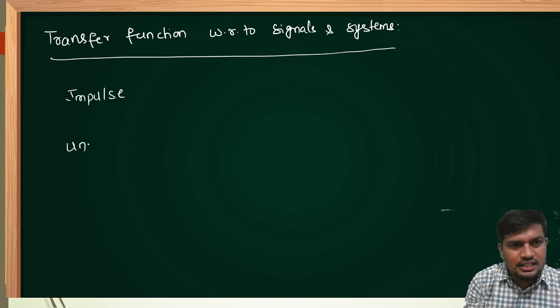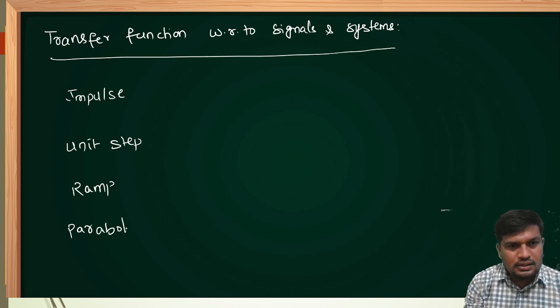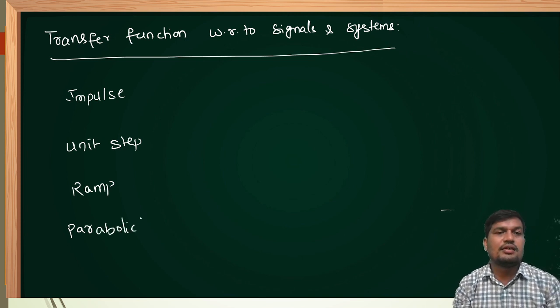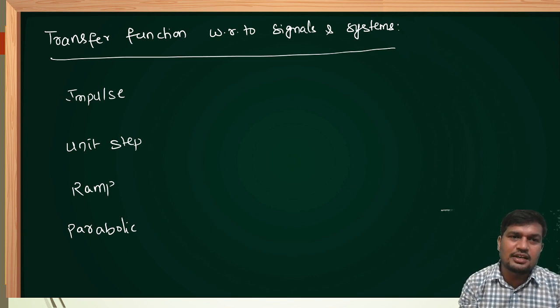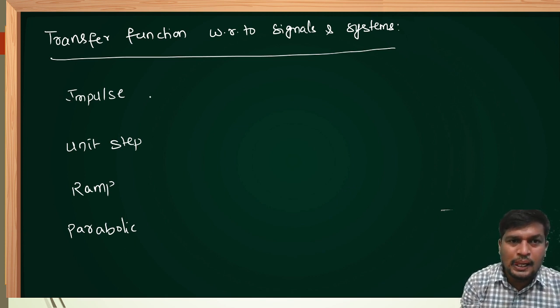Second is the unit step signal. Third signal is ramp. Fourth signal is parabolic. These are the four basic signals that we need to understand before calculating transfer function with respect to signals and systems. You studied this in signals and systems, but anyhow, I'm explaining once again in control system. Impulse signal's physical meaning is sudden shock.